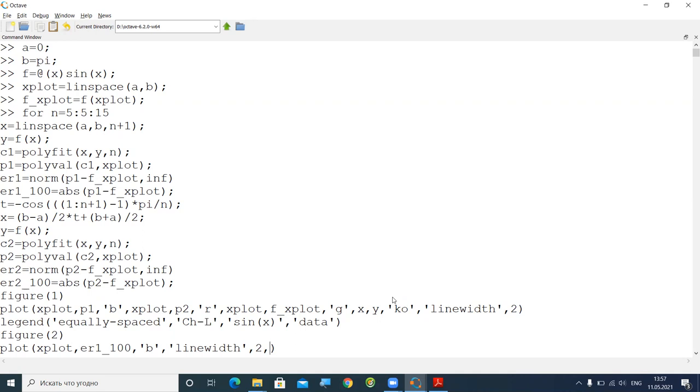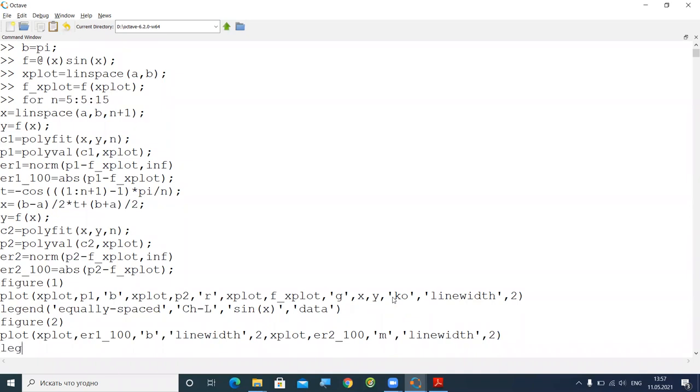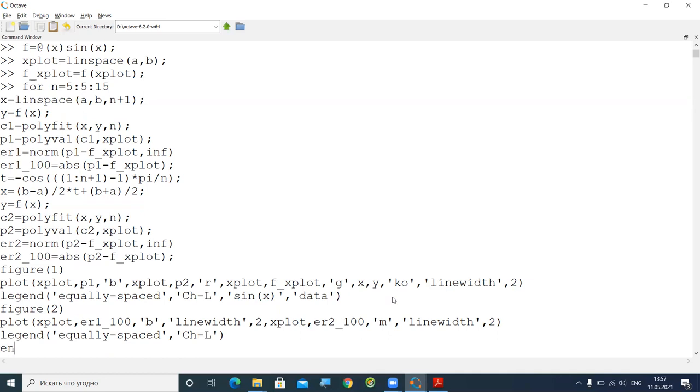And then plot, the first variable is x plot again, and the second variable is now error 200. And here again, any color, for example, magenta. And for example, again, line widths 2. Okay, now again, using legend, we can give names to these graphs. So legend, first of all, equally spaced, for equally spaced error 1, and error 2 for Chebyshev Lobatto, and close the loop.